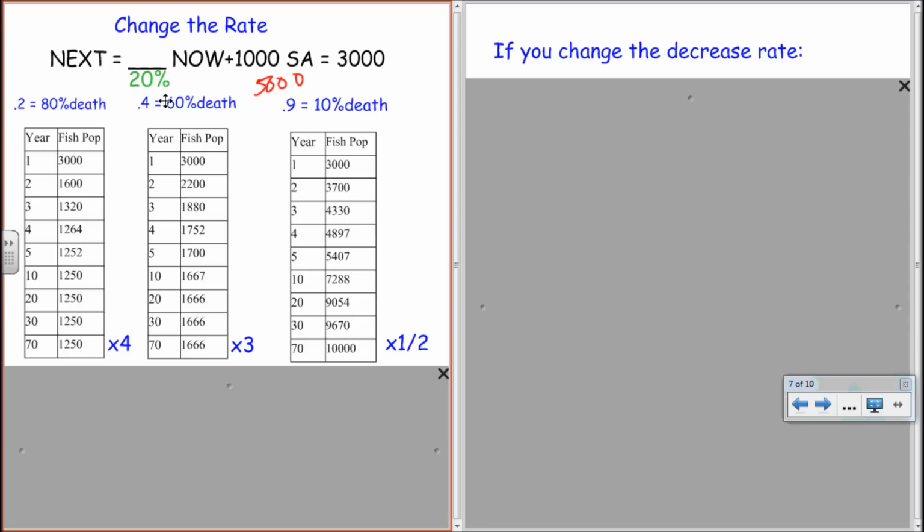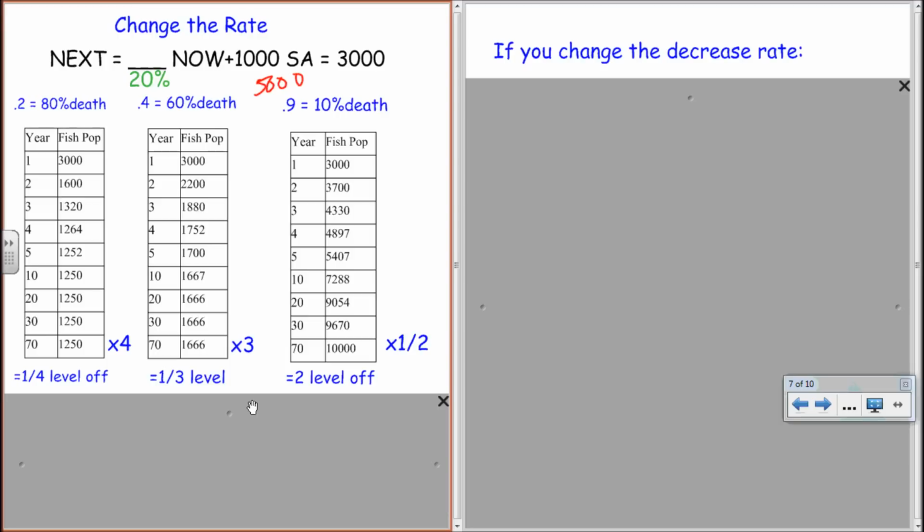This one I tripled the death rate. So I did times 3, and then look at this relationship, see how much smaller it is. And then this one I multiplied by half. I actually only did 10%, and then I leveled off at 10,000. So hopefully you can see this relation. When I quadrupled it, this level off is a fourth of where it was before. When I multiplied the death rate by 3, it was a third of where it was. Multiplied by, or sorry, multiplied by half, it actually doubles it.